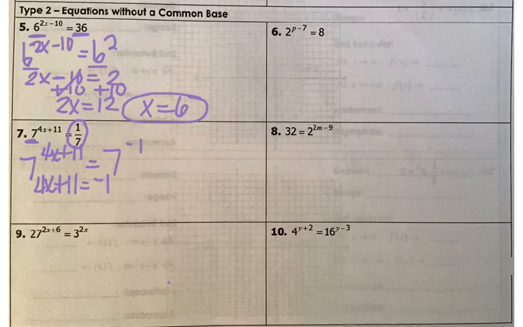And then solve your basic equation, and you will get x equals negative 3. From there, it's just a two-step equation.